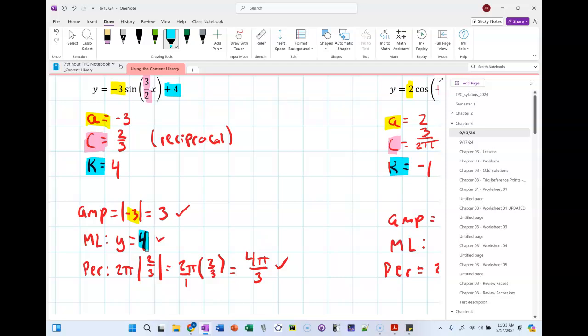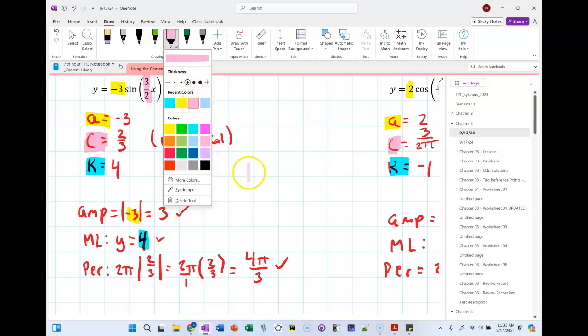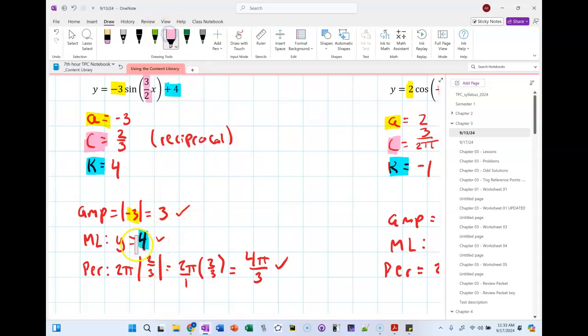Important to remember, the midline is an equation for a line. It always starts y equals. The midline isn't just 4. It's the equation y equals 4. And then our period is 2 pi times the absolute value of c. Well, the absolute value of 2/3 is just 2/3, and 2 pi times 2/3 is just multiplying fractions. So I get 4 pi over 3. Does that feel okay there?